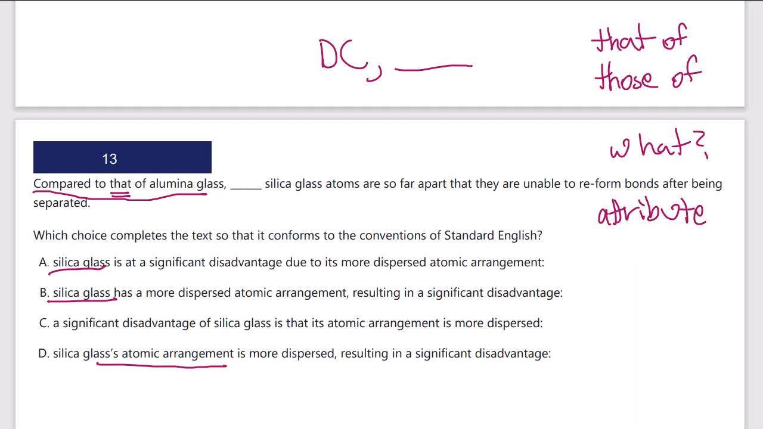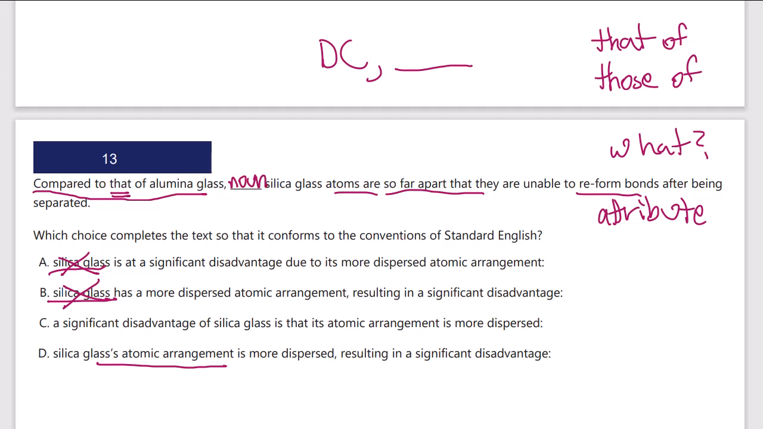We don't know what that attribute is quite yet, but we can figure it out. The attribute is going to be in the next part of the sentence. It's going to be the glass atoms are so far apart, they're unable to form bonds. So it's something about the form of the atoms. That's the attribute we're trying to make the comparison to. It always has to be like-to-like items. So is the dependent clause up front modifying silica glass in A or B? No, that's the incorrect noun. Alumina glass directly to silica glass. It's that of alumina glass, some attribute, basically the form of the bonds.